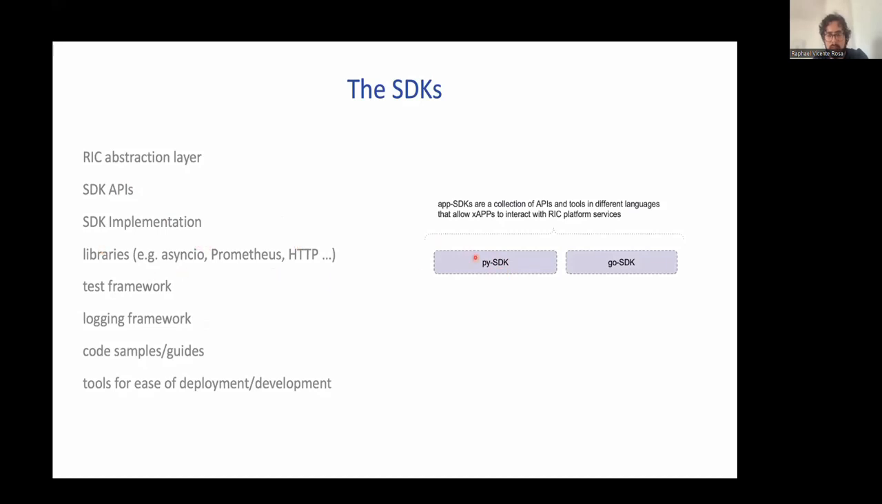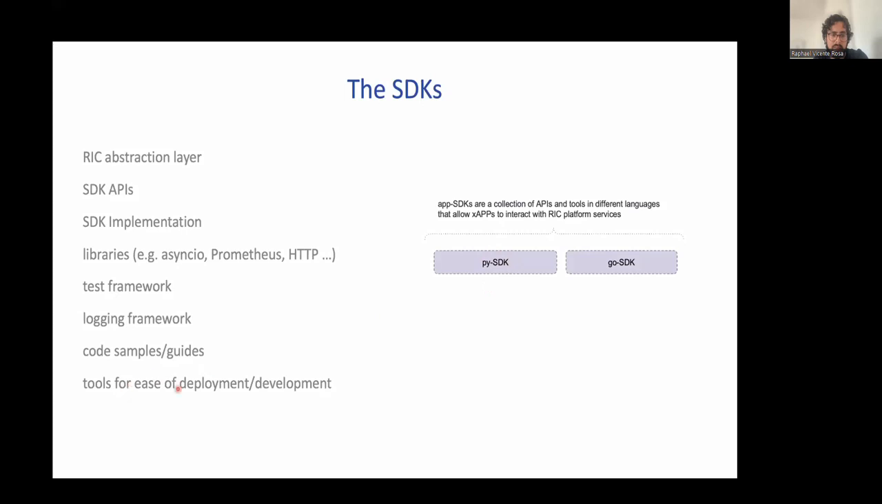But these components allow a testing framework for the development of the apps that can be directly consumed by the xApps. Another important feature is also the logging framework that allows the message to be properly parsed and logged in a good format that can be consumed, for instance, by the ONOS exporter. It allows reference code samples and guides in a way that facilitates the developer to consume the APIs and the SDKs to write the xApps.